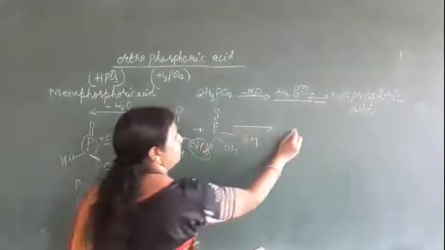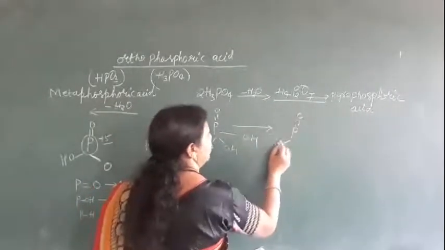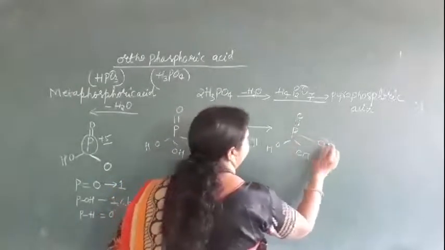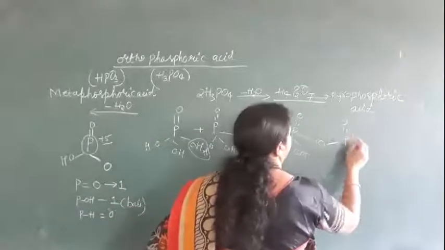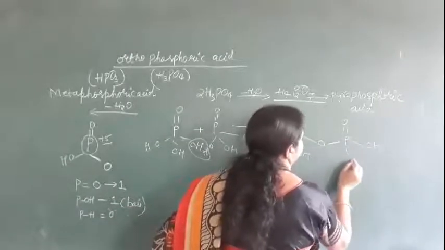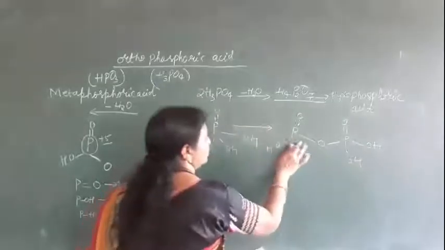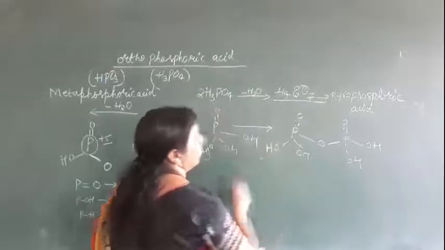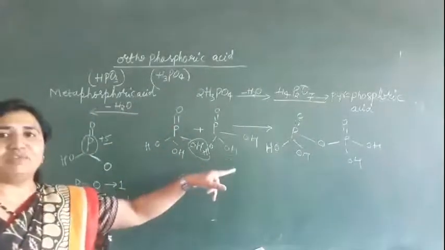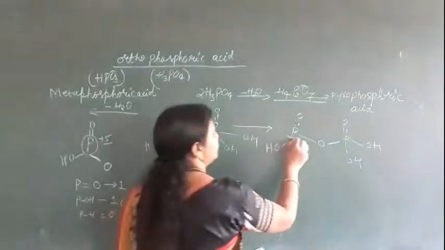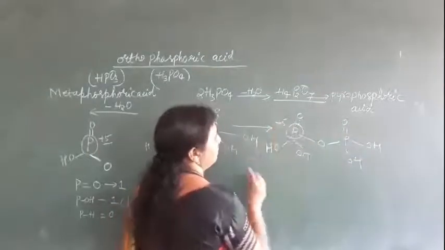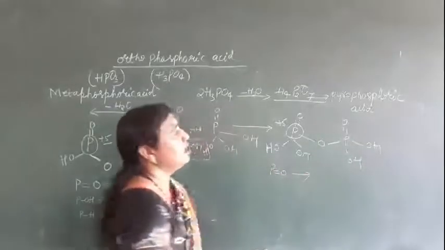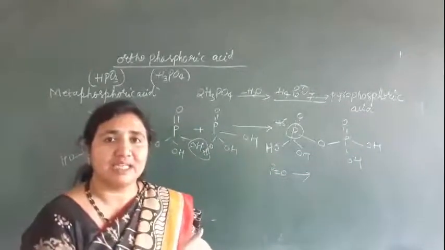Okay. So if we see the structure, P double bond O, OH we have, this is OH, then we will get O here. Okay, again this P double bond O, and here we have OH, and here we have OH. So this is the structure of pyrophosphoric acid. In this pyrophosphoric acid, what will be the oxidation state? The oxidation state here will be +5 only.